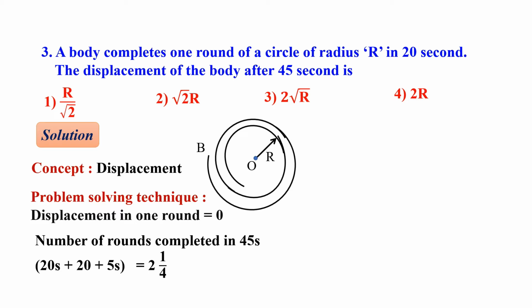Number of rounds completed in 45 seconds: 20 plus 20 plus 5 seconds. One round takes 20 seconds. So in 45 seconds how many rounds? For 2 rounds, 40 seconds. Remaining 1 by 4th round, 5 seconds. So 2 1 by 4 rounds. The number of rounds completed in 45 seconds is 2 1 by 4.